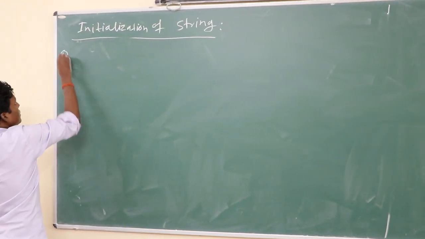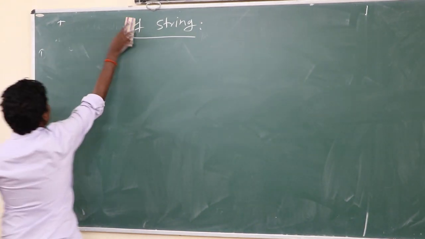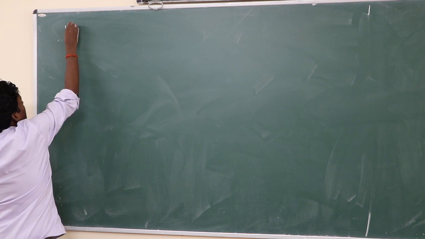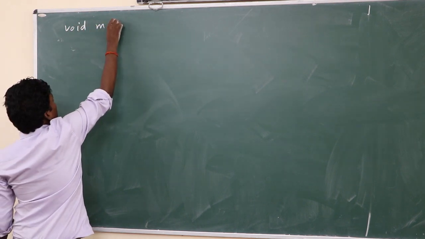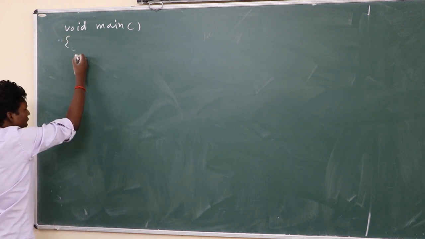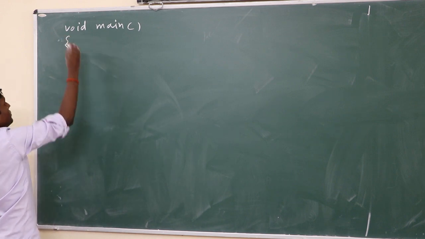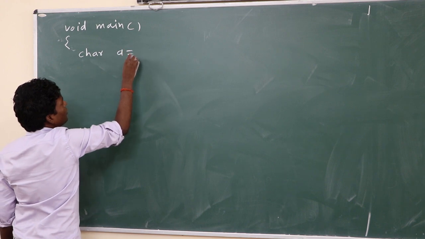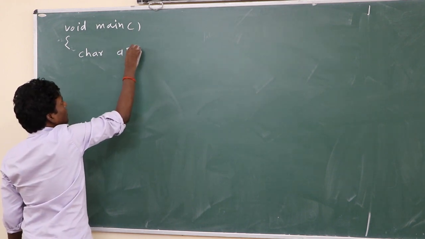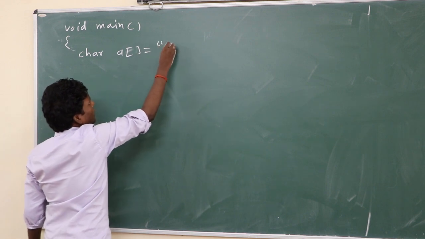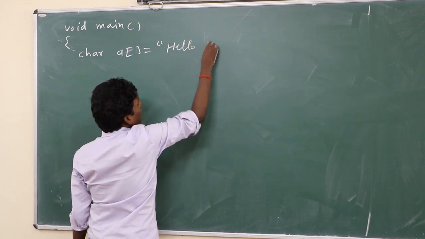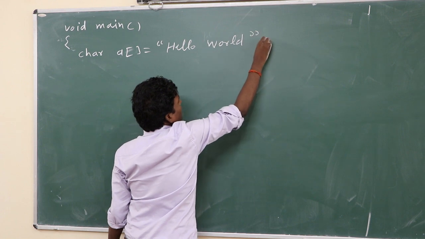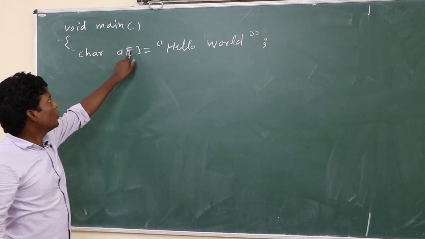Here suppose void main, here char a equal to, a is a string here, a equal to "hello world", class. There is no need to write the dimension here.